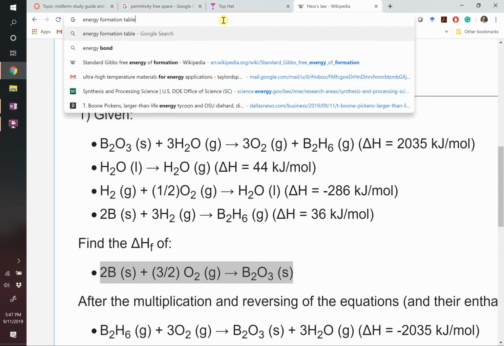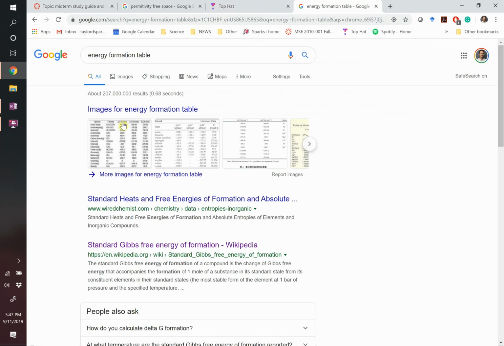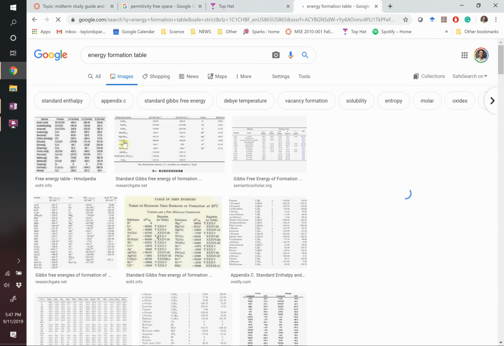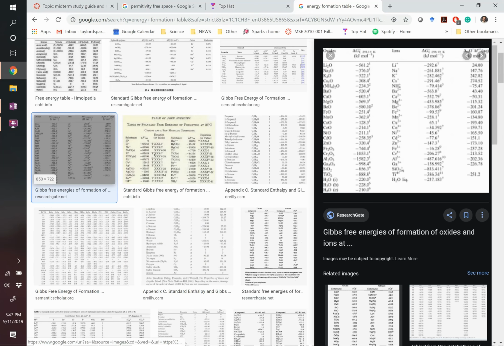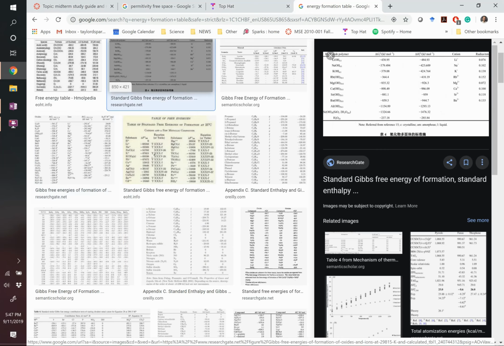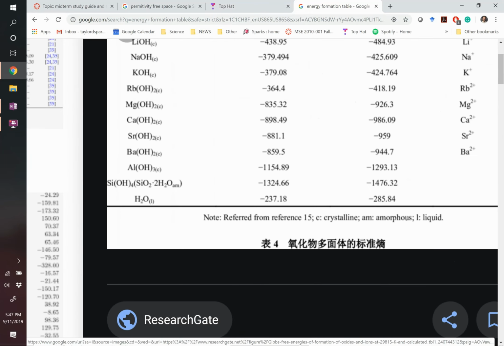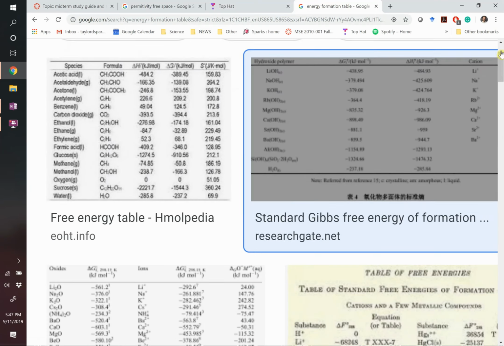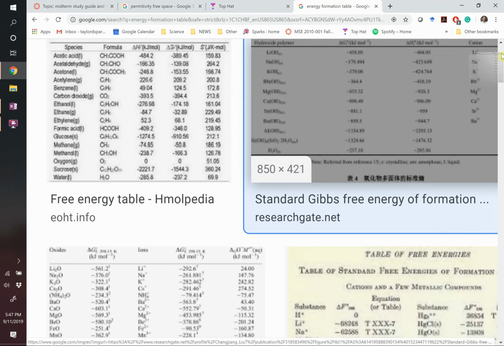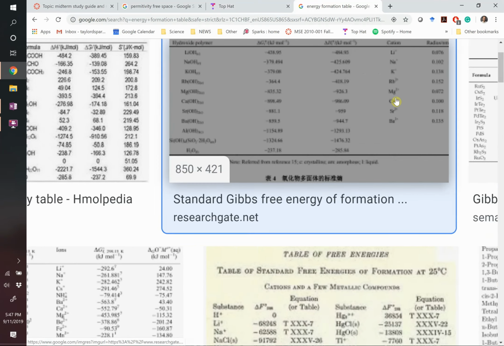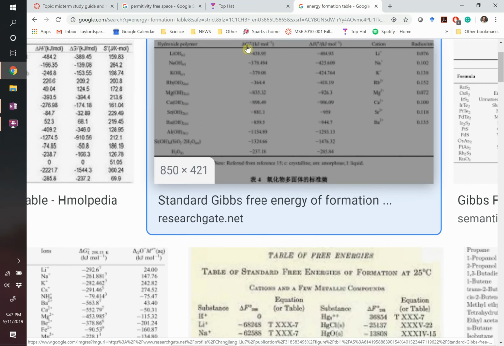Energy formation table. In class we saw things kind of like this. That's not a good one. How about this? For example, on this one, as a function of the substance that we're looking at. Anyways, you can see there's a delta G formation. There's also the enthalpy. So it might have entropy, enthalpy, and free energy. I don't think you're going to have that on this midterm.